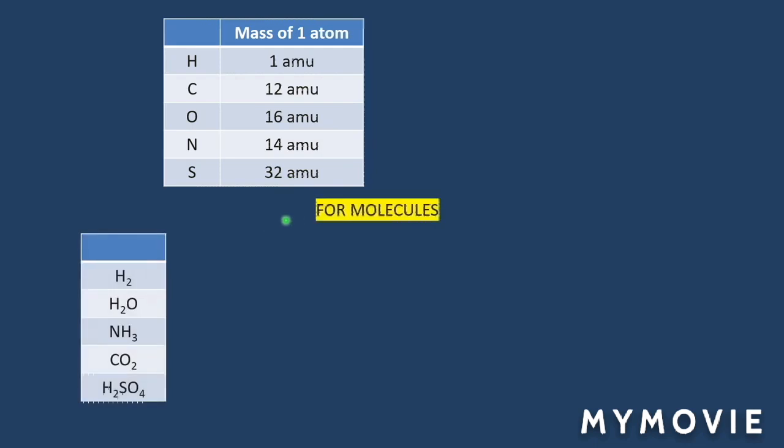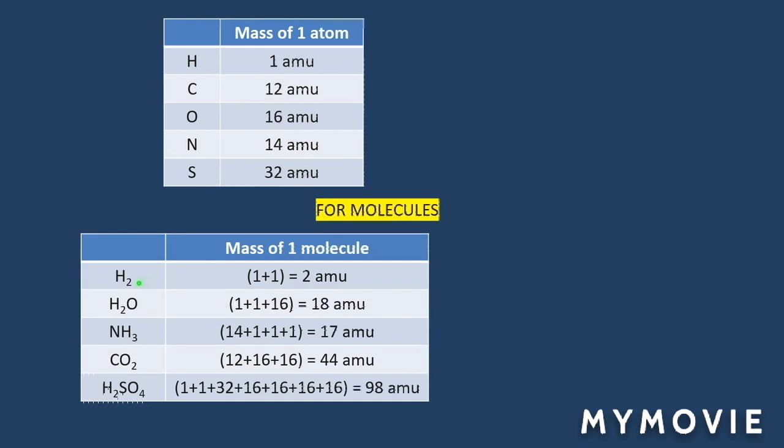For molecules, let us do it with hydrogen. Mass of one molecule of hydrogen is, there are two hydrogen atoms, so 1 plus 1, 2 AMU. In the same manner, mass of one molecule of water is 1 plus 1 plus 16, 18 AMU. Mass of one molecule of ammonia is 17 AMU.